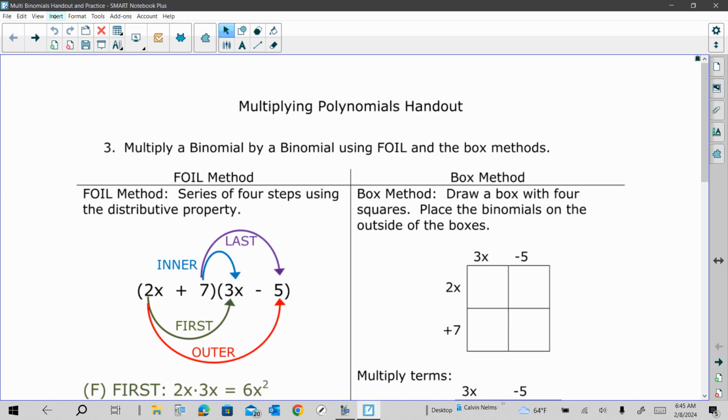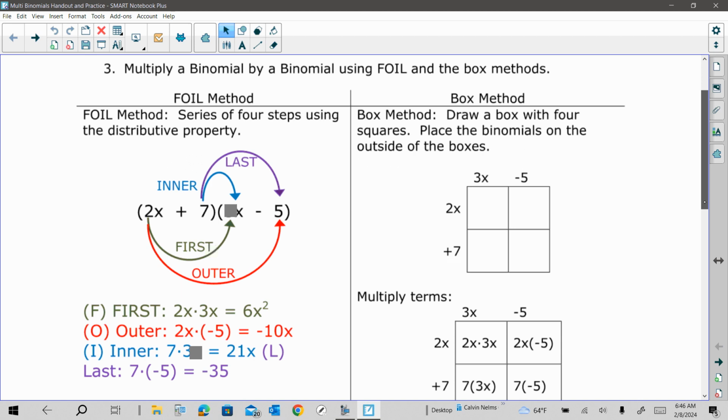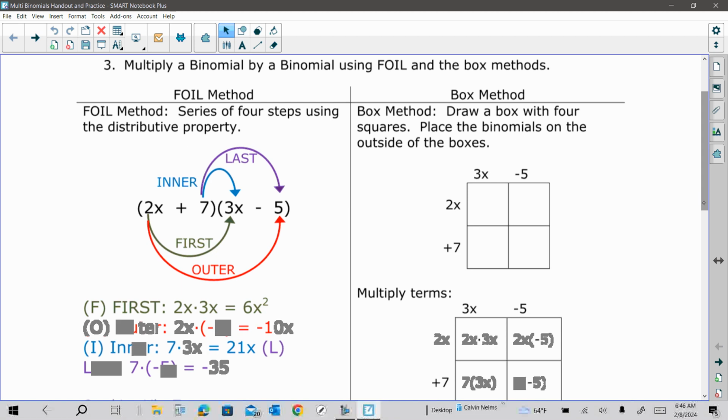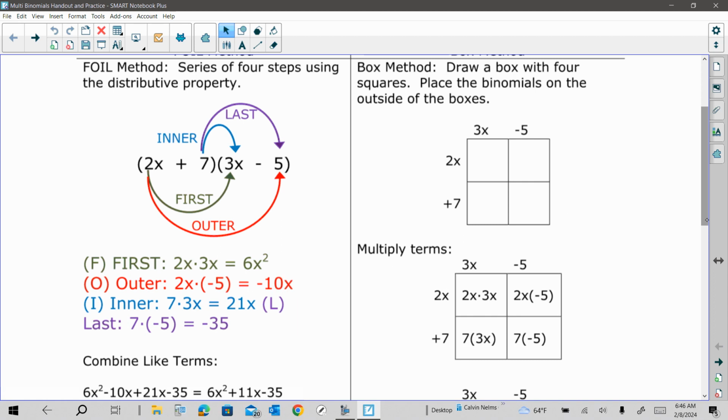All right, guys, today we're going to go over two methods for multiplying polynomials. You're going to use this pink handout as a note, so it will be just a stamp check. So on the left side is the FOIL method. FOIL is an acronym of how to multiply or distribute two binomials.